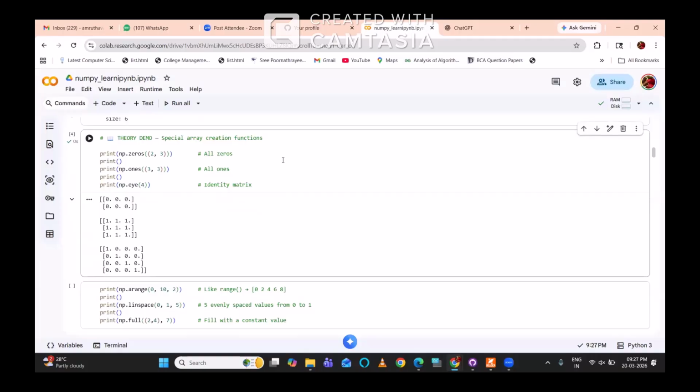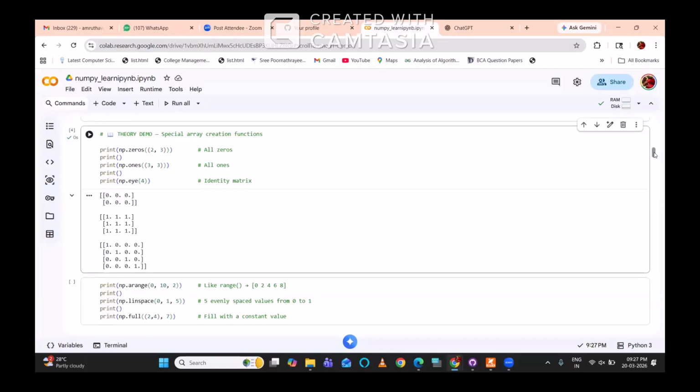That is 2 rows and 3 columns all filled with 0. Right? 3 rows and 3 columns all filled with 1. And np dot eye of 4, that is an identity matrix, which is always a square matrix, right? So we have to create a 4 by 4 matrix and the diagonal entries should be 1, all other entries should be 0. Okay. I think there are no confusions in it, right? Next block.